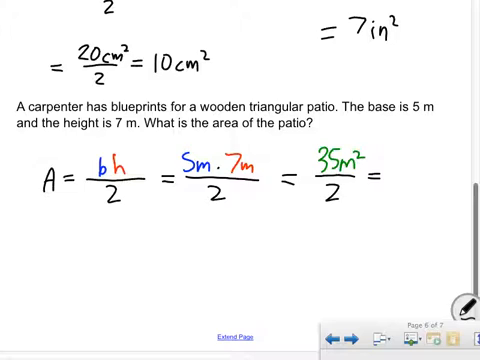There's 2 answers that are acceptable. So she makes a good point. And actually, the first period class had the same question. So I like that she brought that up. Yep. So this becomes 17.5 meters squared, or if you divided this out, you would see that you got 17 and 5 tenths meters squared. Both answers are acceptable.